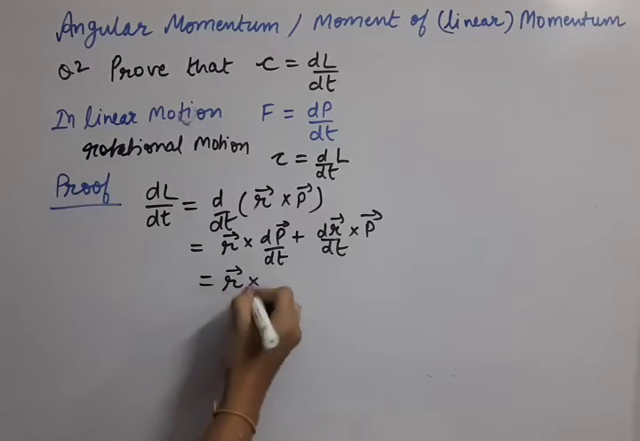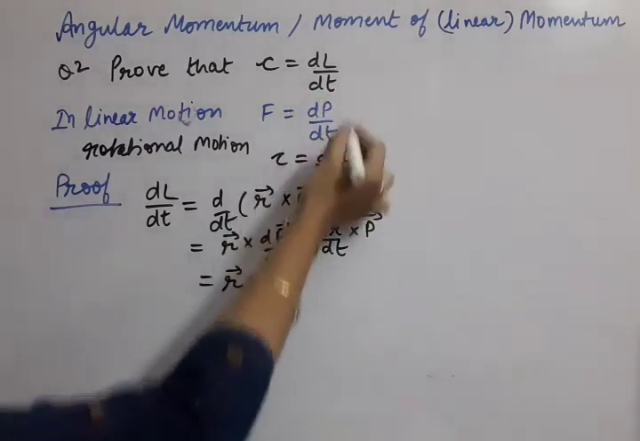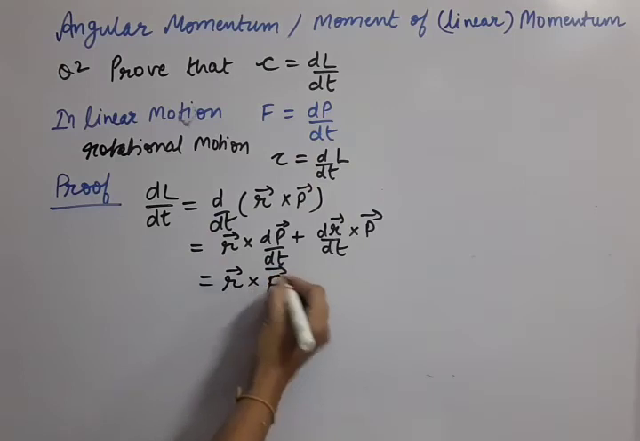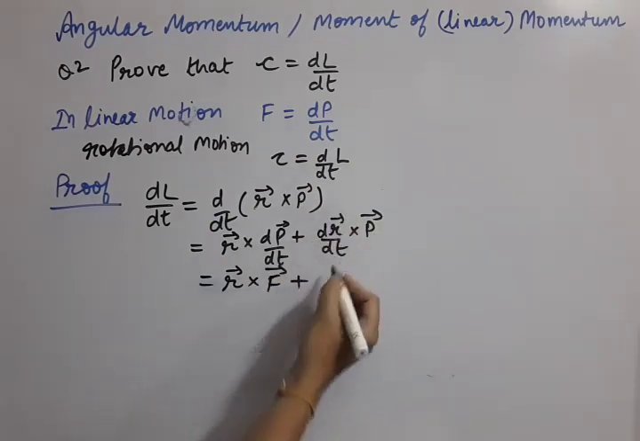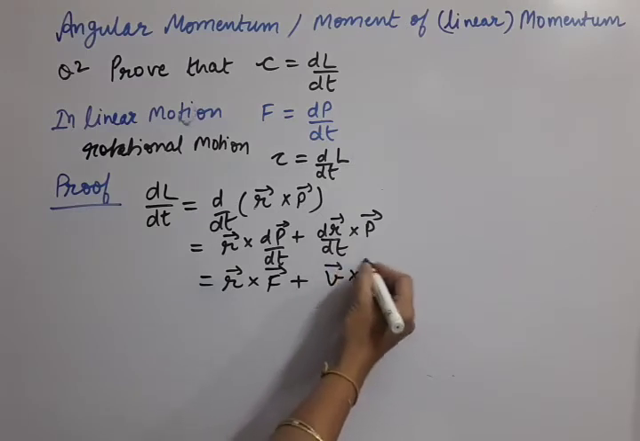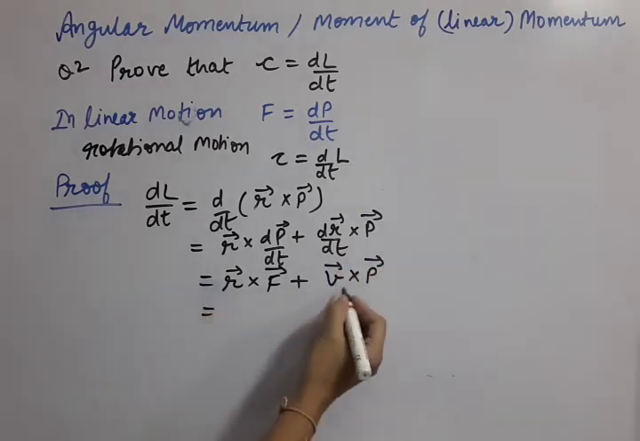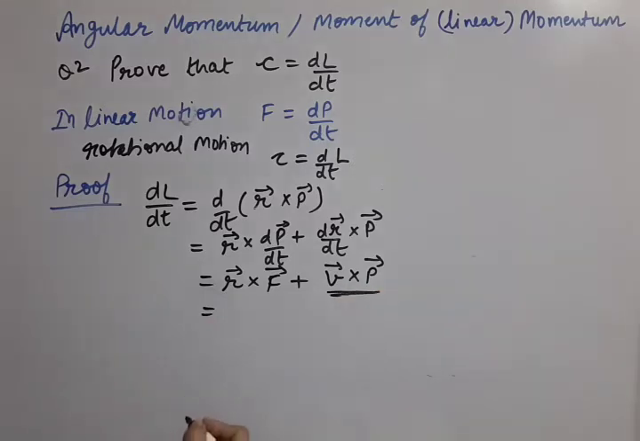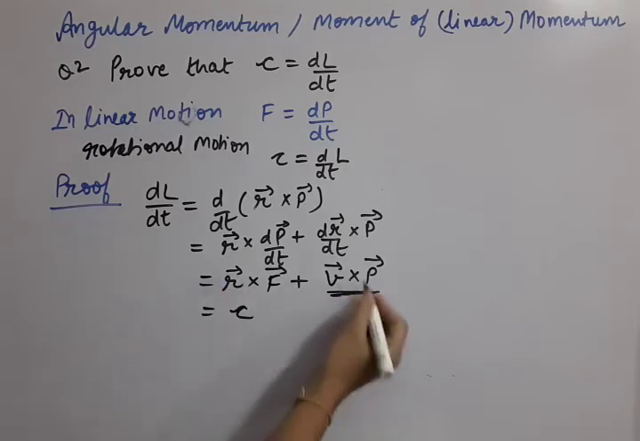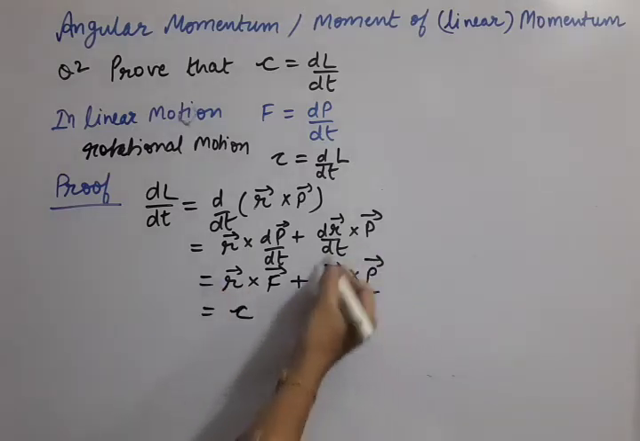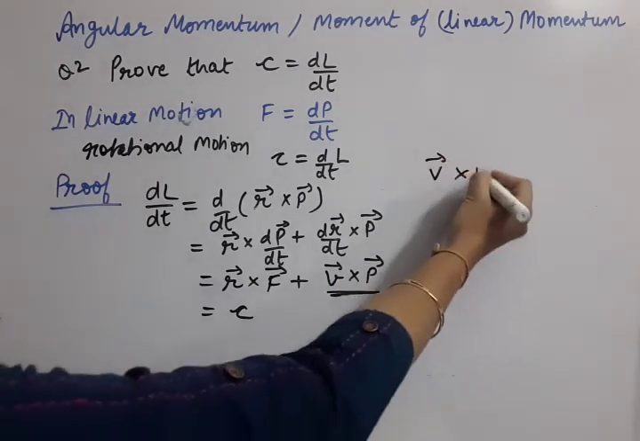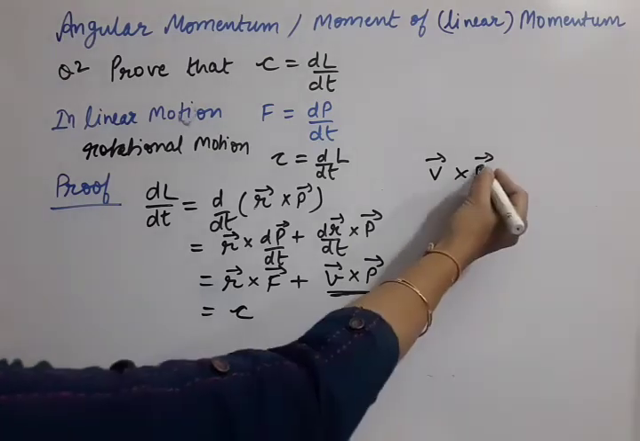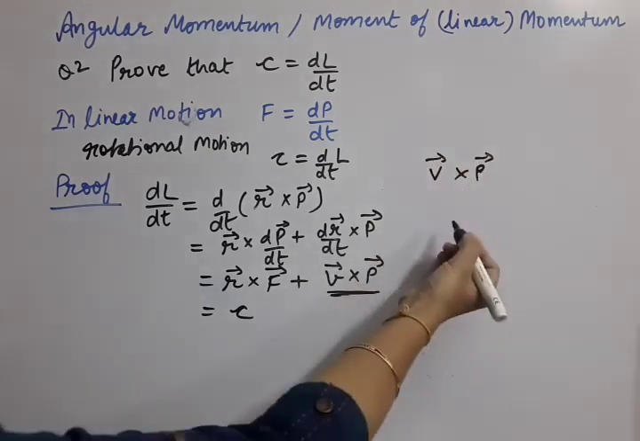This is R, this is dP by dt. Now dP by dt is equal to F, this we already know, and dr by dt means displacement upon time. So this is velocity and this is P. Now you can see that here we are getting this type of term. So R cross F we already know it is torque. So what about this term now? Here you can see the product we are getting is V cross P. Okay, V cross P, cross product we have to do.